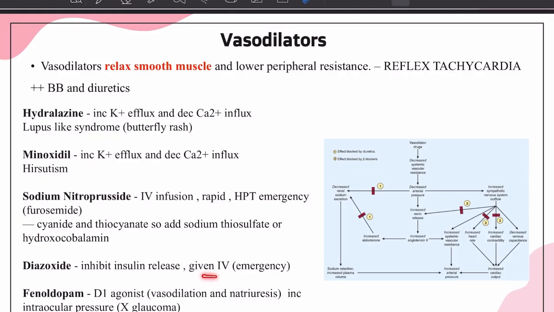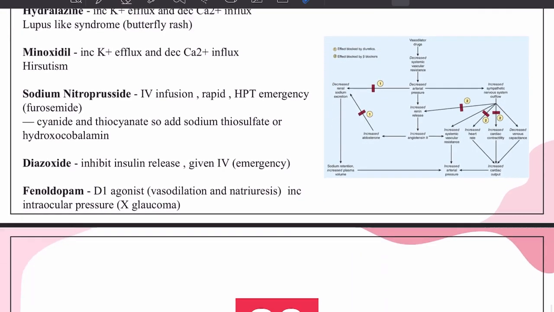Diazoxide, again, is given in emergencies, and it inhibits insulin release. Fenoldopam works differently. It affects your dopamine receptors, causing vasodilation and natriuresis. And also remember, it increases intraocular pressure. But again, your other groups are more important than your vasodilators. Just remember certain key points about them.